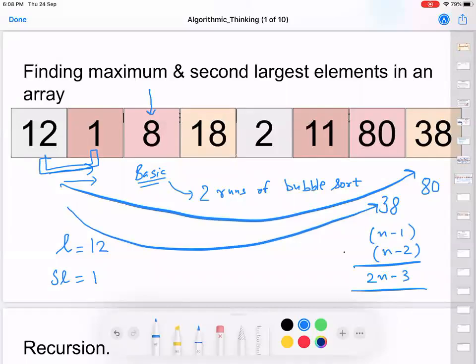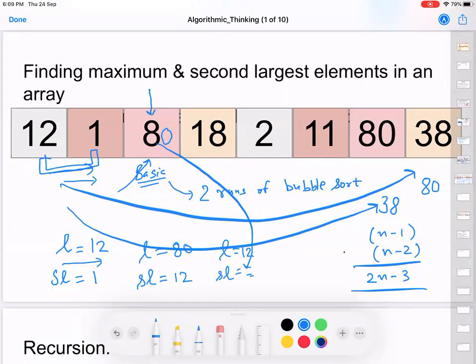So I look at this third element, and if it is smaller than both largest and second largest, I do nothing. If it is greater than both your largest and second largest, let's say this element was 80, then your largest will become this particular element and your second largest will become your old largest. And if it was in between the two, between the largest and the second largest, then your largest will remain the same and second largest will take the value of this particular element. You can think about that.